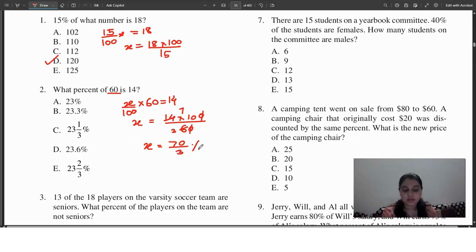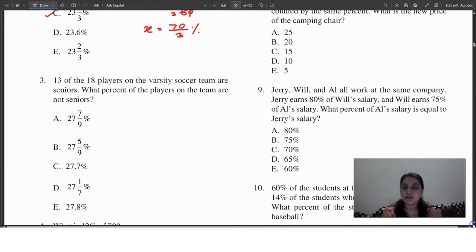Now we can convert it into fractions or decimals. So this would be 23 1 by 3, because 23 into 3 is 69 plus 1, that is 70 upon 3. So option C is correct. 23 1 by 3%.